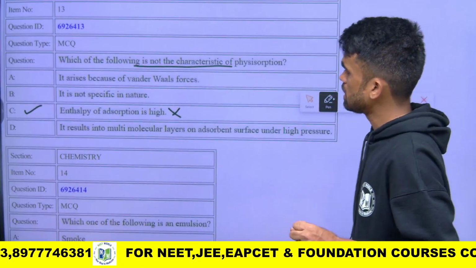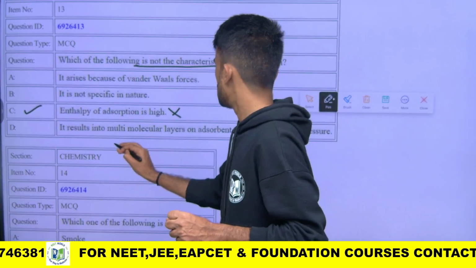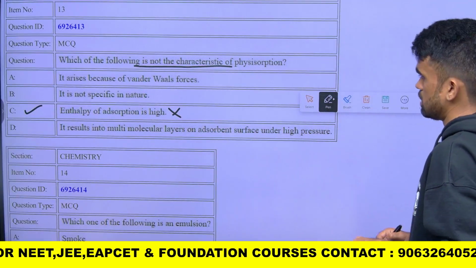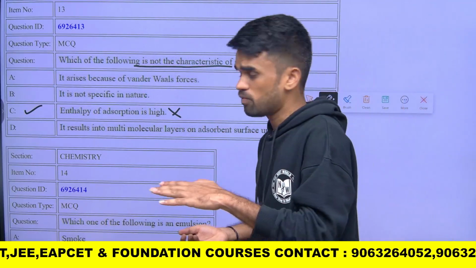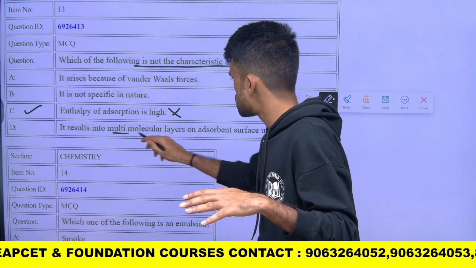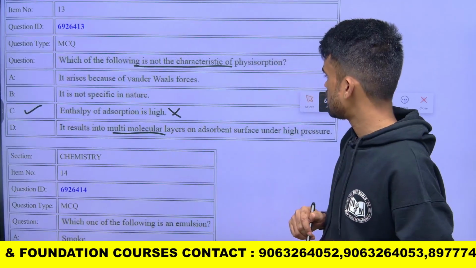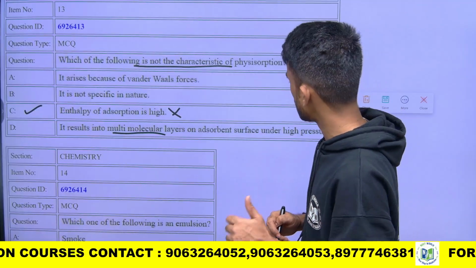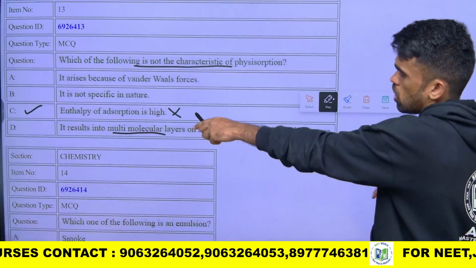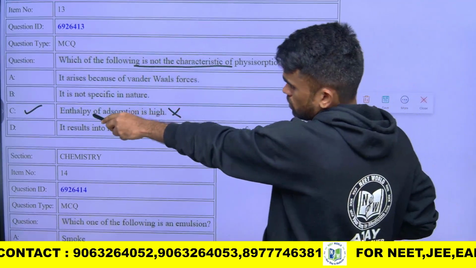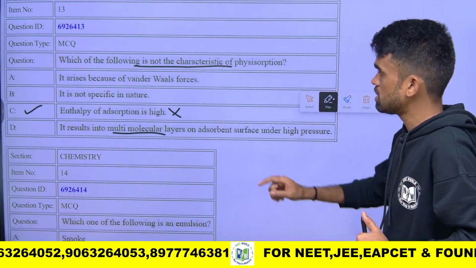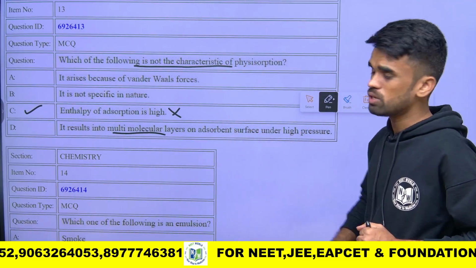Next, it results in a multilayer on the adsorbent surface under high pressure. Yes, since it is a physical phenomenon, it results in a multilayer process on the adsorbent. For chemisorption it will be a monolayer, a unilayer. So option C is correct for this particular question, because it is not a valid statement. That is what you need to choose here.